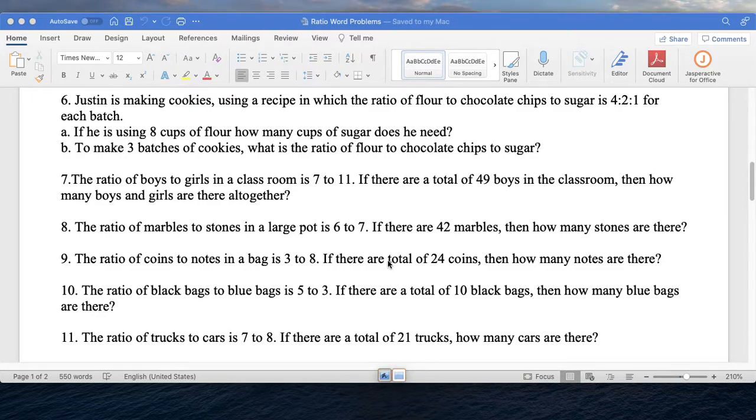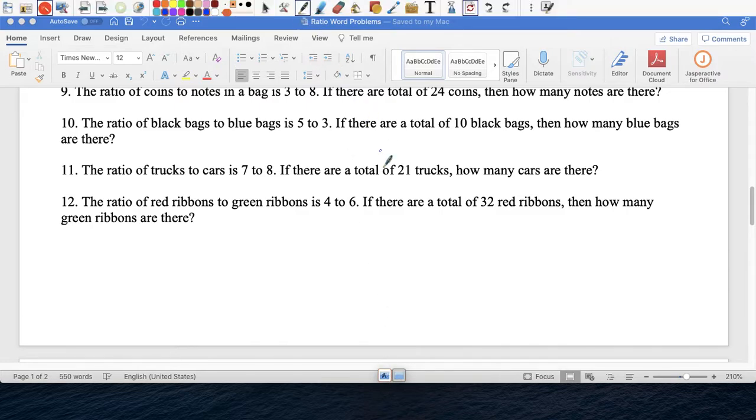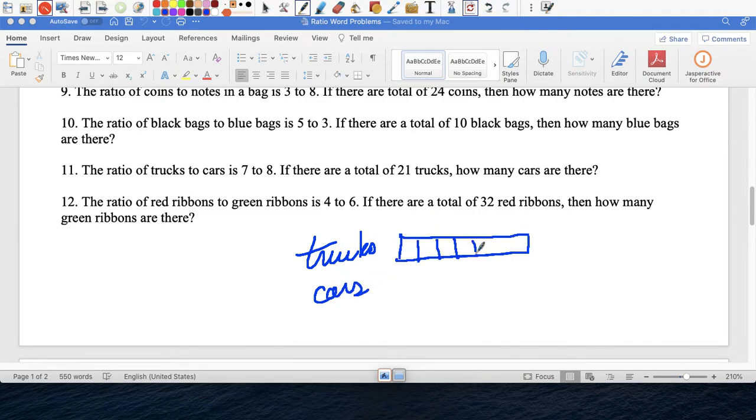Let me use the tape diagram again. Oh, not the last one. So, just to illustrate, trucks to cars. Trucks is 7, 1, 2, 3, 4, 5, 6, 7. And then cars is 8, 1, 2, 3, 4, 5, 6, 7, 8. There are 21 trucks, so there should be a total of 21 in these 7 boxes. The only way that happens is if I put a 3 there, which means the other boxes are also 3. So when there are 21 trucks, how many cars will I have? Well, 3 times 8 is 24.